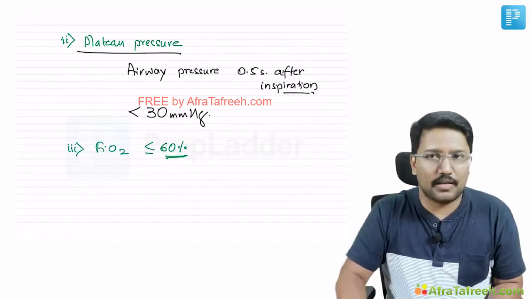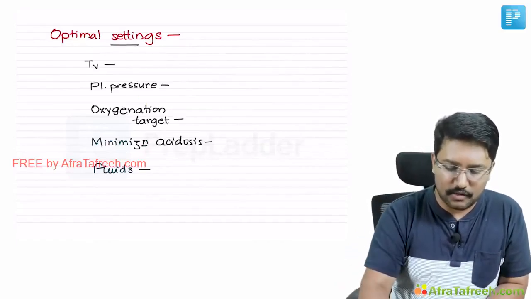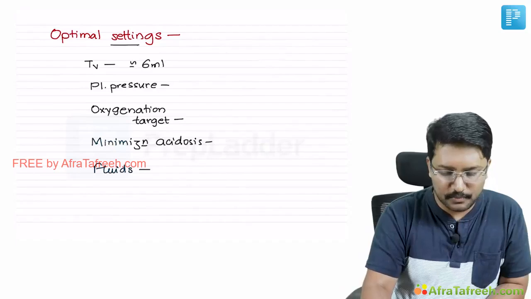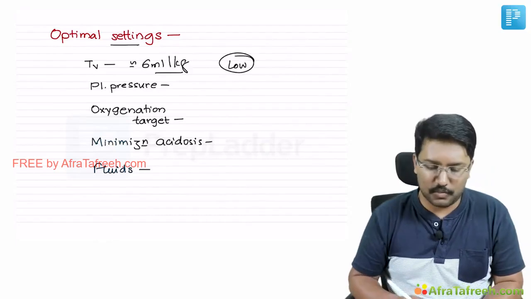Okay, so that is the basic thing about mechanical ventilation. Just a quick recap of whatever we have learned. The ideal tidal volume is approximately 6 ml per kg. So we prefer low tidal volume over high tidal volume strategy.